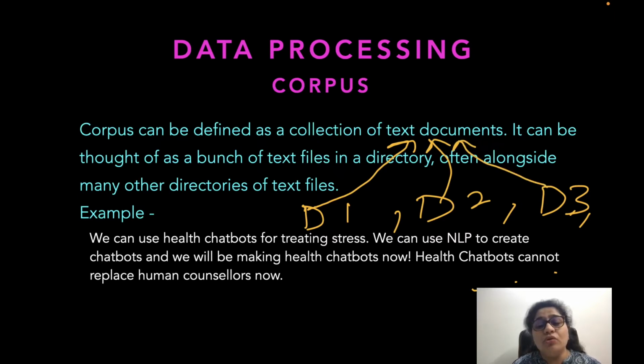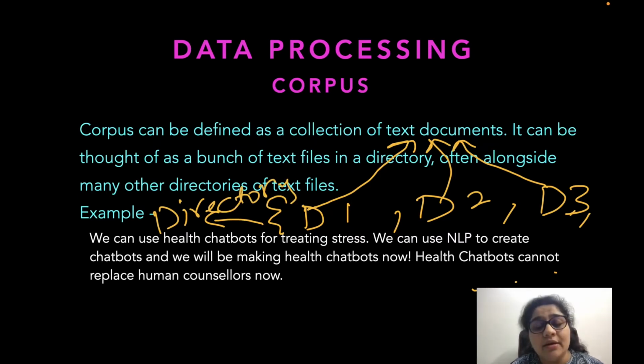So, this collection of text documents is called a corpus. It can reside in one directory, a collection of a bunch of text files or text documents, and that is known as a corpus. Where we will be using the corpus, I'll let you know in a while. So I hope it is clear what this is.